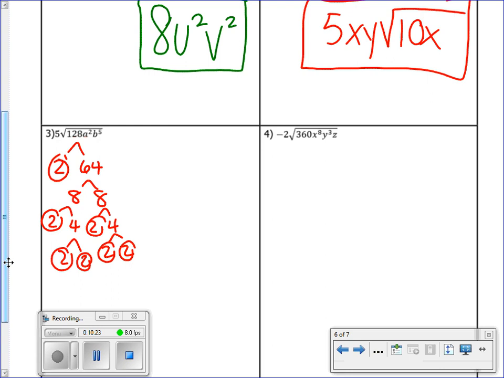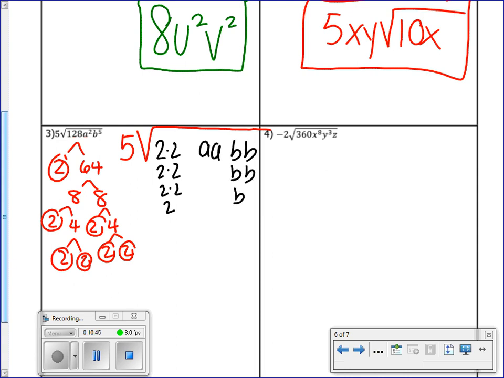Again, don't forget about the 5 that's out in front. So you have 5 square root. We have 1, 2, 3, 4, 5, 6, 7 twos. You can also stack your twos up in sets if you'd like. You have 2 A's and 5 B's. You're looking for sets of twins. So we have 1, 2, 3 twos.